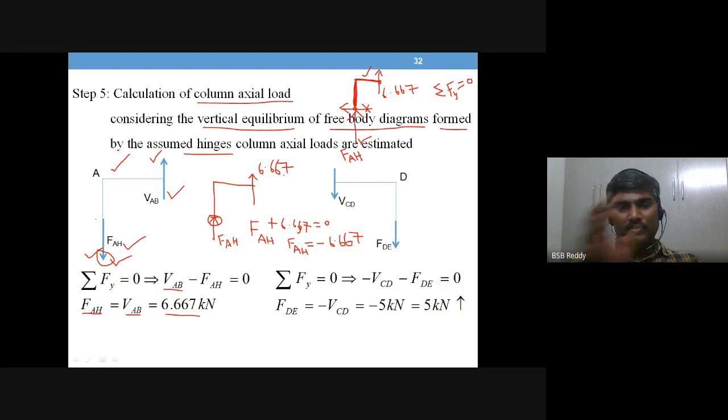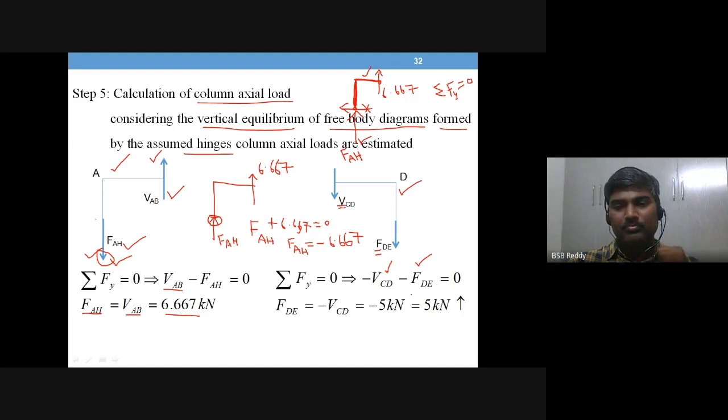Right, so this is the leftmost free body diagram. Similarly, the rightmost free body diagram you have like this. So both are downward here, right? So upward forces positive, if you say minus VCD and minus FDE is equal to 0. So maintain these notations even when you solve the problem on your own. So V is given for shear, F is given for axial load.